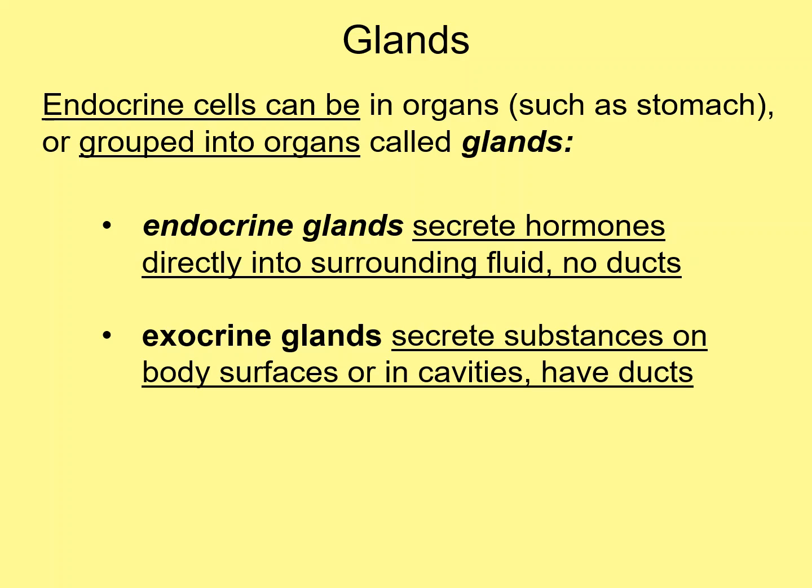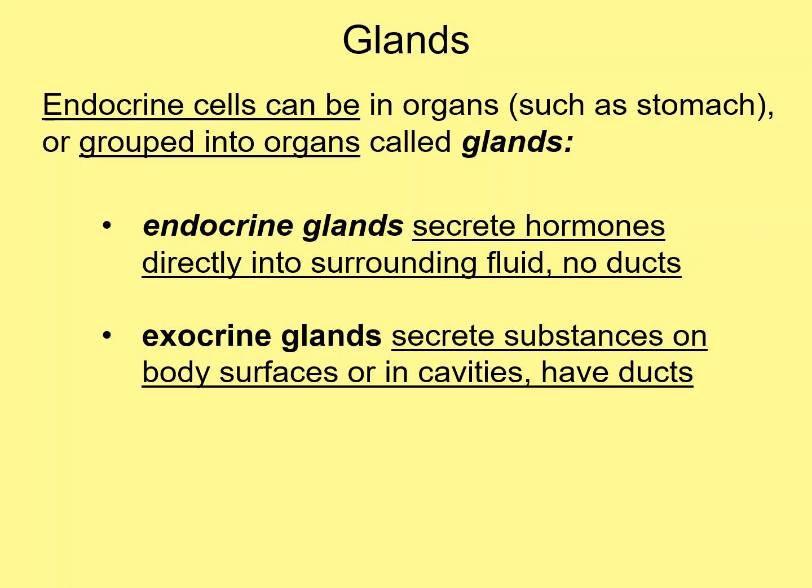So, for example, an endocrine gland is a gland that secretes the hormones directly into the surrounding fluid. So, no tube. The hormones go directly into the bloodstream, or they go directly into the interstitial fluid surrounding the gland itself, or surrounding the endocrine cells.